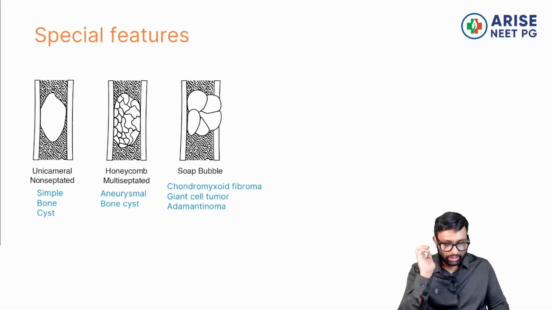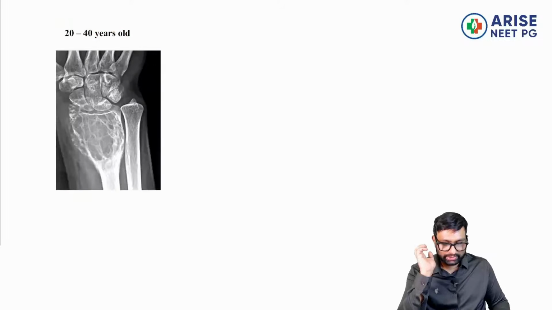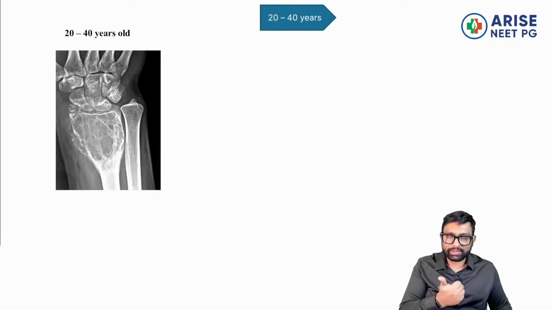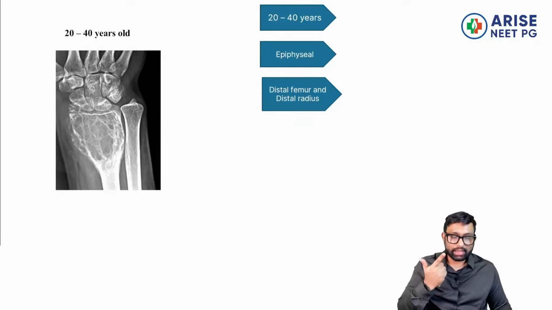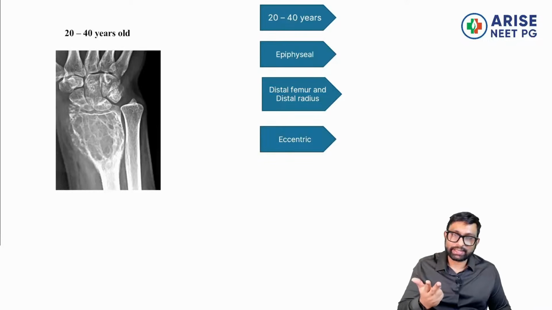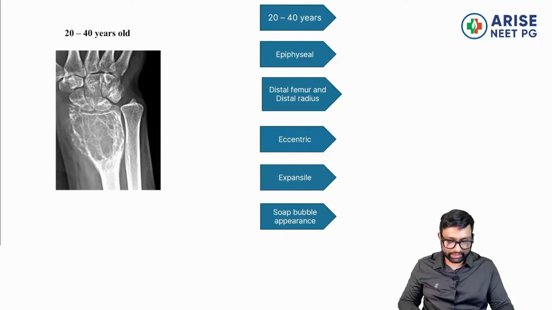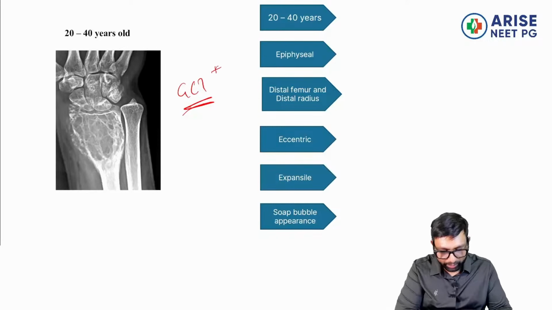And special features: if you see a soap bubble appearance in that tumor, that could be a chondromyxoid fibroma, giant cell tumor, or adamantinoma. You see it is expansile as well, so giant cell tumor or aneurysmal bone cyst. So if you look at this tumor and use all the clues that you know: 20 to 40 years can be GCT, epiphyseal, skeletally mature patient, GCT, distal radius, distal femur also can be there, GCT, eccentricity, again GCT, expansile, seen in GCT, soap bubble appearance, seen in GCT. So we can confirm that the answer here is giant cell tumor.